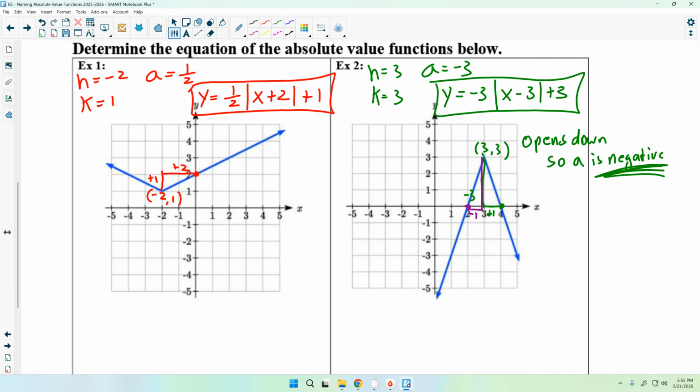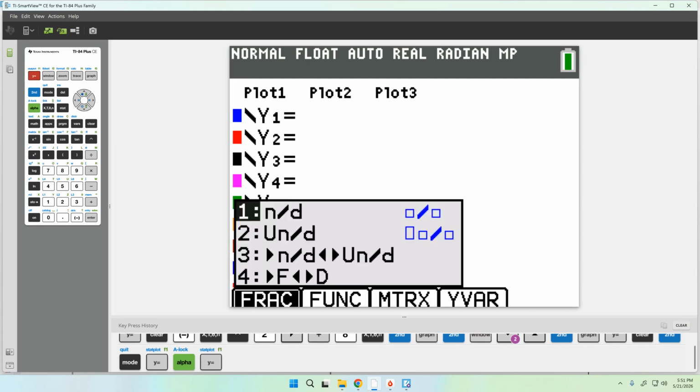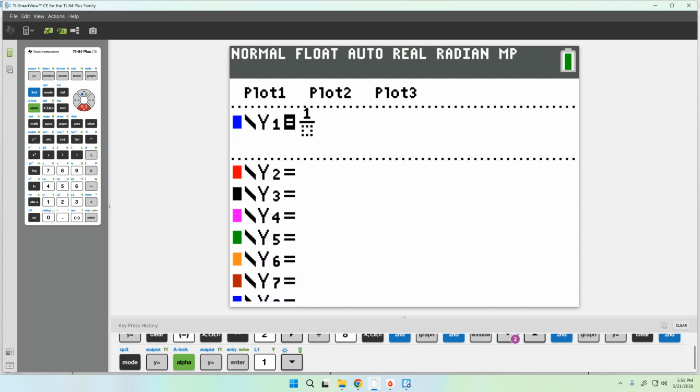If we want to check our work, we can check our work by using the graphing calculator. So I'm going to show you now how to use the graphing calculator to graph an absolute value function. Let's grab our calculators. I'm going to go to the y equals section. I'm going to put in both so we can see how they go. So as always, y equals, now we've got 1/2. Again, to get our fractions, we're going to do alpha y equals, I put that in there, 1/2.